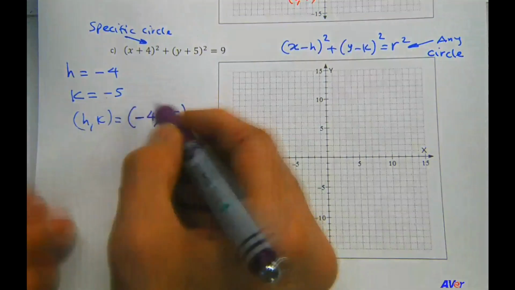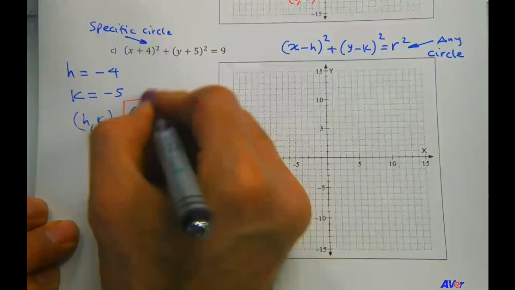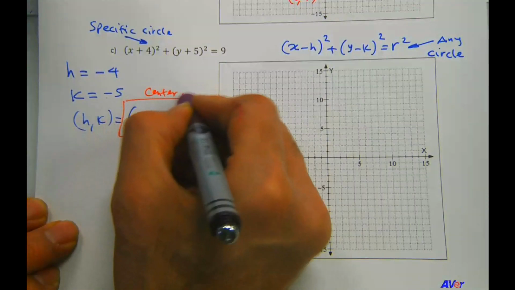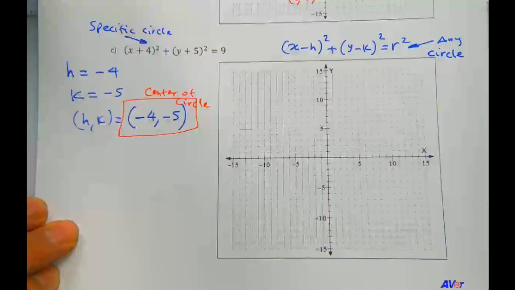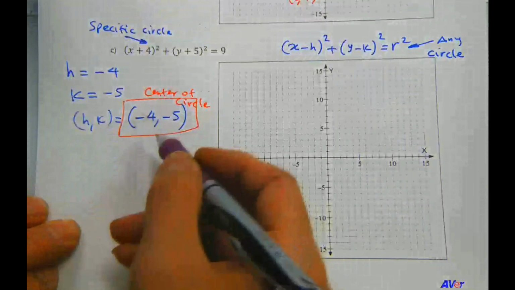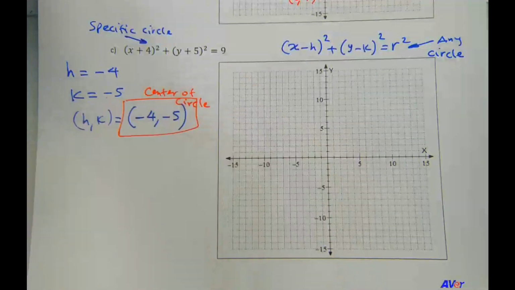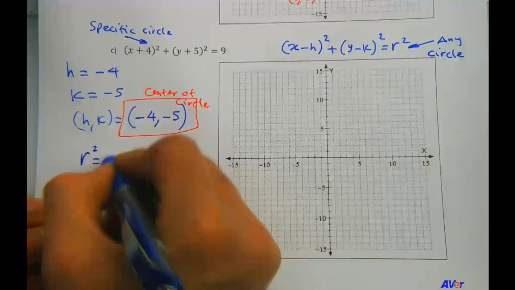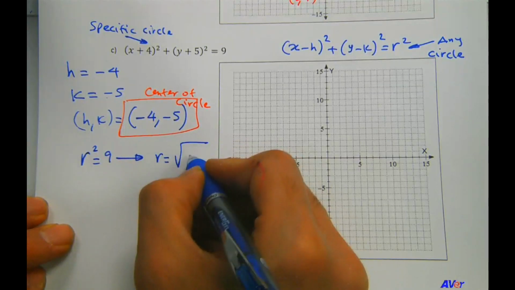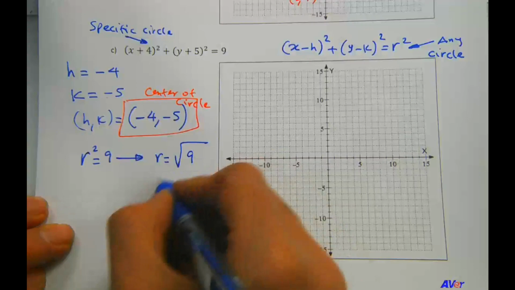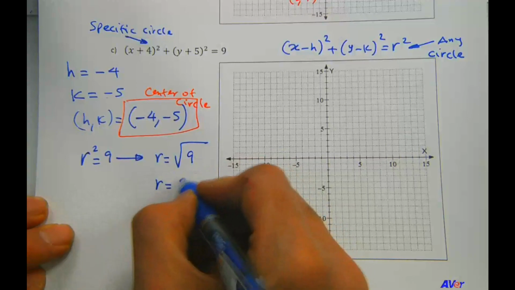Okay, that's the center of the circle. Okay, how about the radius? The r squared is equal to 9. So r is equal to square root of 9. R is equal to 3.